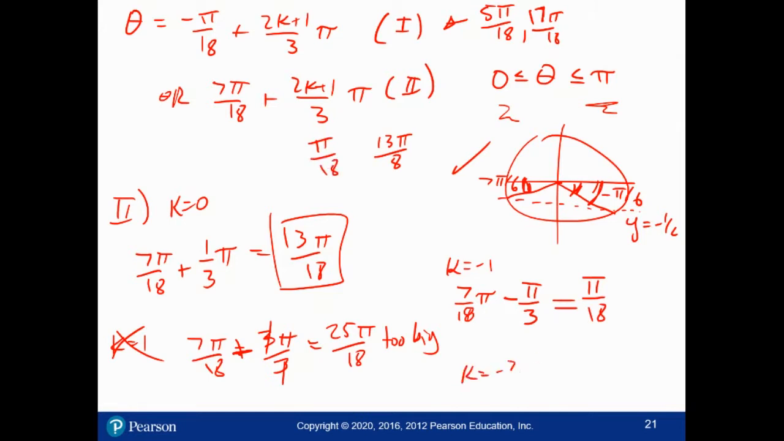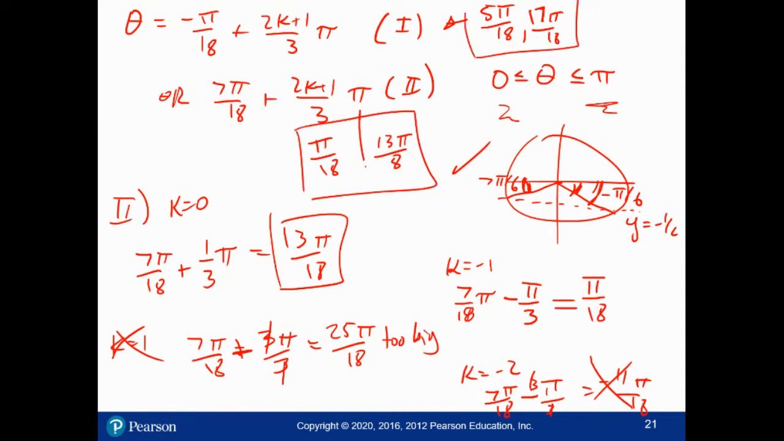And if k is -2, we end up with 7 pi over 18 minus 3 pi over 3. So 7 pi over 18 minus pi gives me -11 pi over 18. Since that's negative, it's too small. So for option 1, we had 2 solutions. For option 2, we had 2 solutions. So overall, there are 4 solutions to that problem.